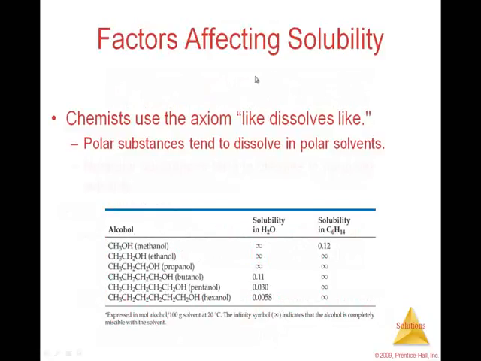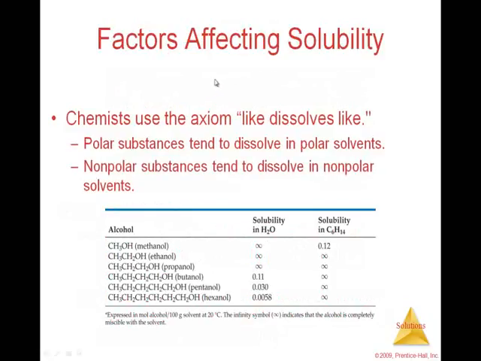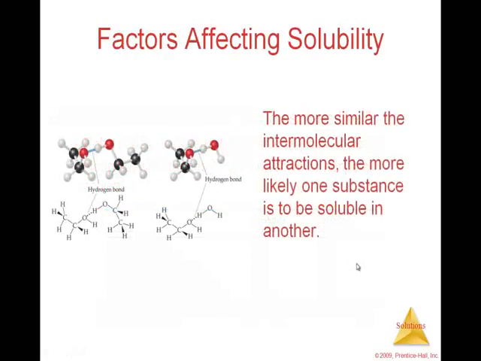When we talk about what results in a solute being dissolved, in solubility, we say like dissolves like. Basically, what that means is that we're talking about whether two things are polar or nonpolar. Polar substances tend to dissolve in polar solvents, and nonpolar substances tend to dissolve in nonpolar solvents. So the more similar the intermolecular attractions, the more likely one substance is going to be soluble in another.